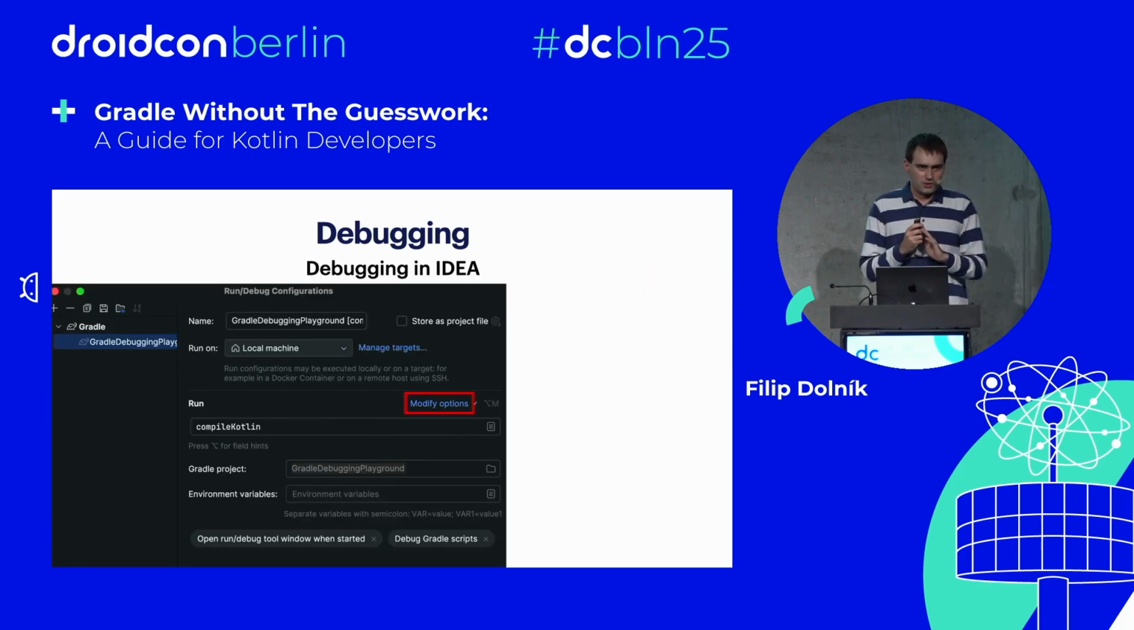First, you need to make sure that IDEA will try to debug your Gradle scripts. For that, you need to go into the run configuration settings in IDEA, choose the configuration that you want to use, click on modify options, and then there is a checkbox called debug Gradle scripts, and you have to have that enabled. Usually it is for Gradle tasks, but I don't trust these defaults. It's always better to check.